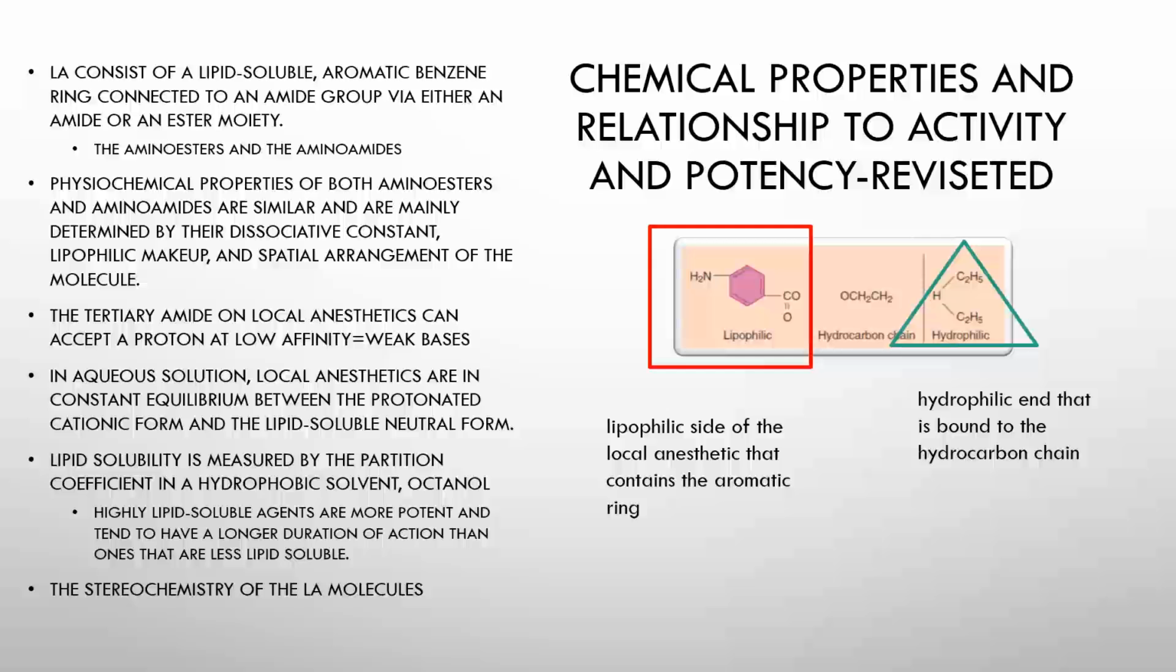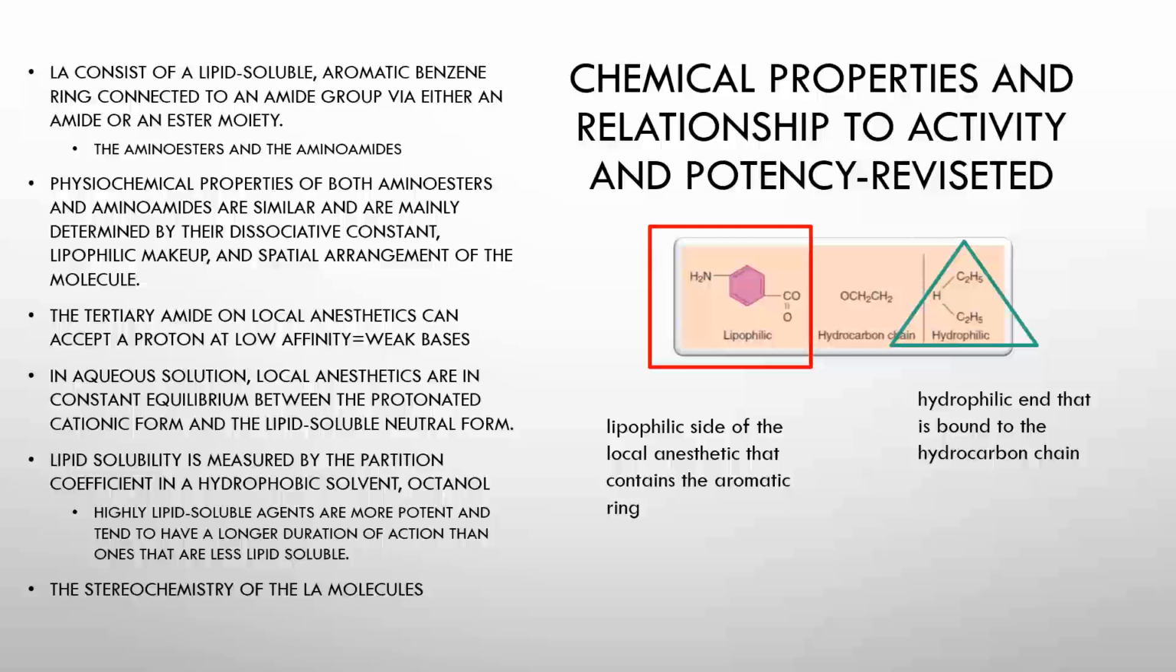The tertiary amine of a local anesthetic can accept a proton at low affinity, so these compounds are classified as weak bases. That's why they're weak bases. In aqueous solution, local anesthetics are in constant equilibrium between the protonated cationic form and the lipid-soluble neutral form. The ratio of the two forms depends on the pKa, or the dissociation constant of the local anesthetic, and the surrounding pH. A ratio with high concentration of the lipid-soluble form favors intracellular entry because it's not charged, since the charged form cannot go through the membrane.